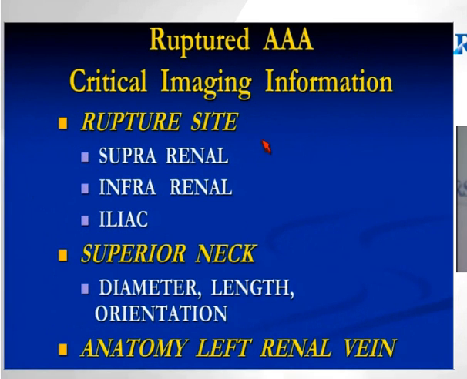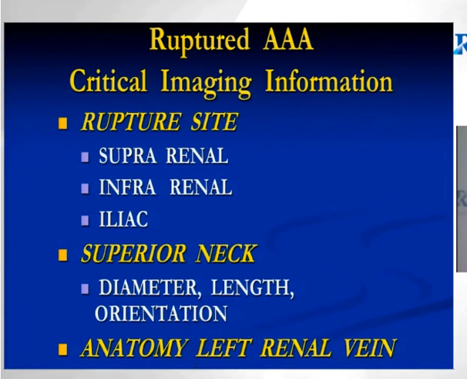Some of the critical imaging information: where's the rupture site? Is it suprarenal or juxtarenal? So typical EVAR would not apply. Is it iliac rather than aortic? What's the characteristic of the superior neck? What's its diameter? What's its length? What's its angulation and orientation?